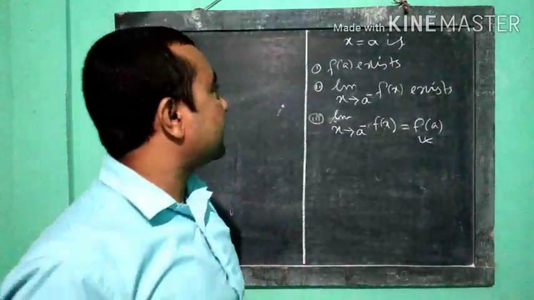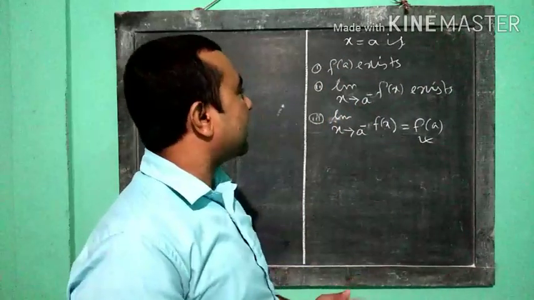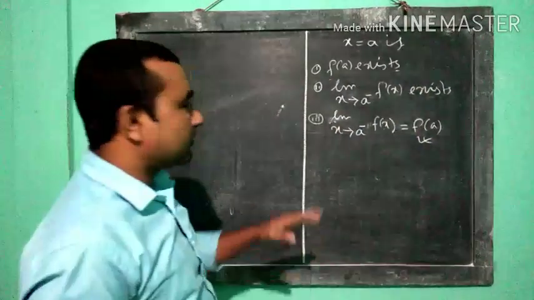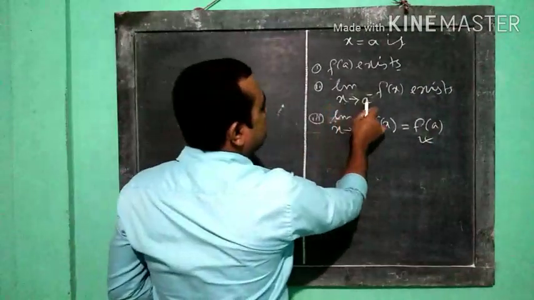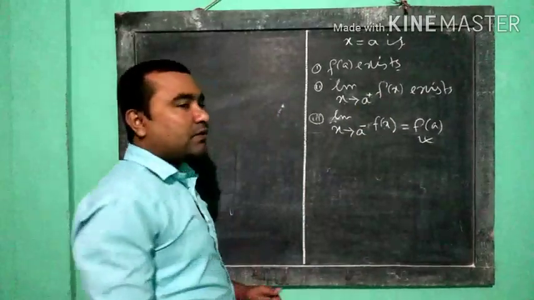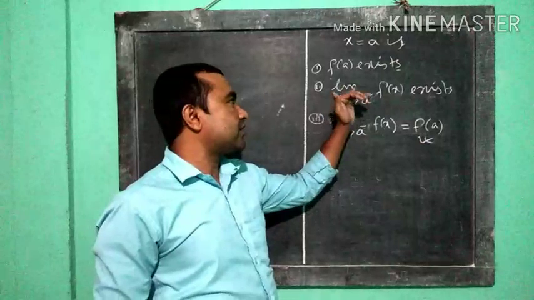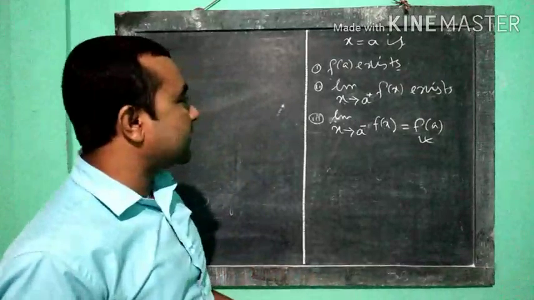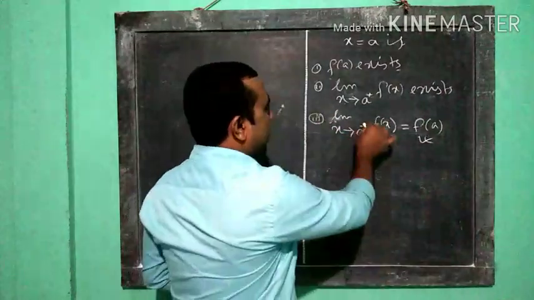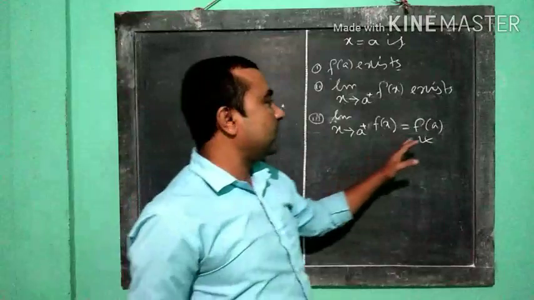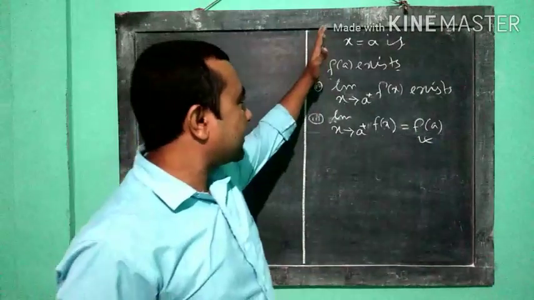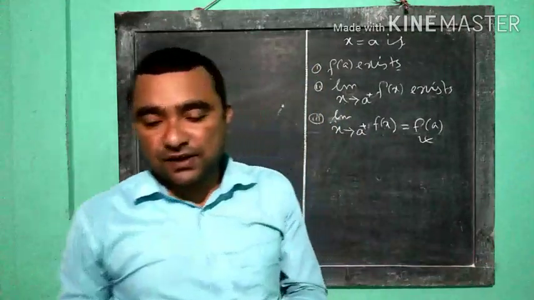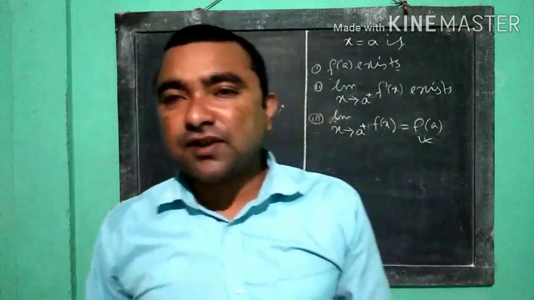Similarly, a function is said to be right continuous when f of a exists, and number 2 condition, limit x tends to a positive f of x exists, that is the right hand limit. And number 3 condition is limit x tends to a positive f of x equal to f of a. If this condition is satisfied, then the given function is right continuous function.